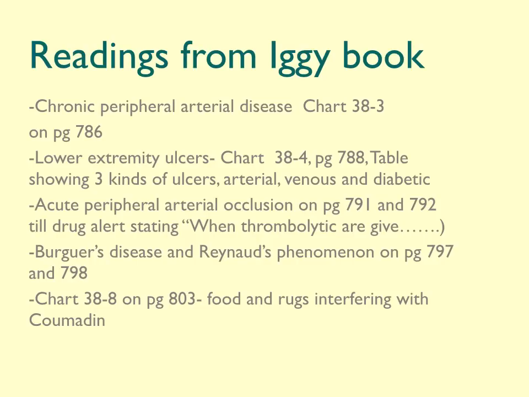Now, whatever I cover in this presentation plus whatever is on this slide will be the content for your chapter 38. Okay, these are some of the things which I would like you to highlight in your book and read in preparation for your third exam. Now, there is a chart on page 786, and it tells you how chronic peripheral arterial disease progresses and what are their stages, and you have to read this.